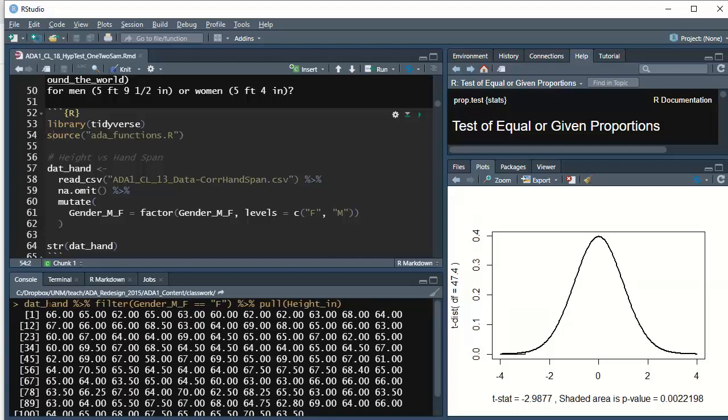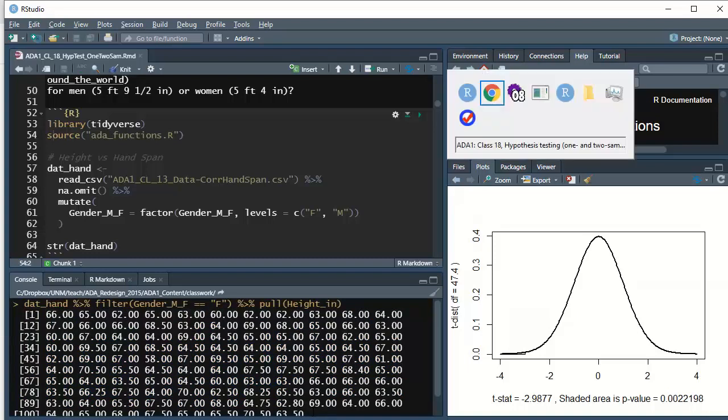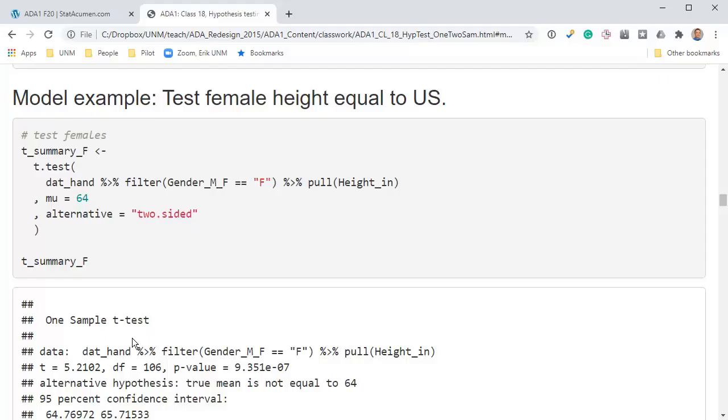So this command started with the hand data, filtered it by females, and pulled out the heights. And so this just gave me a vector or a list of numbers. All right, so we're using that list of numbers. Then the true, or the hypothesized mean is 64 inches, and the alternative is two-sided.